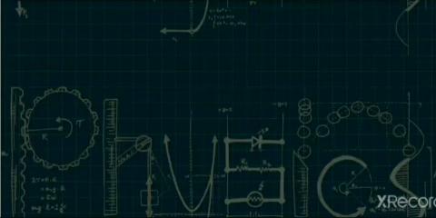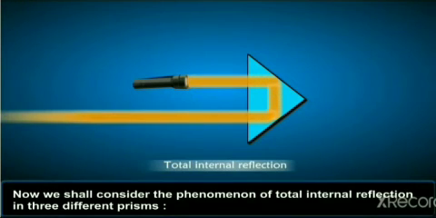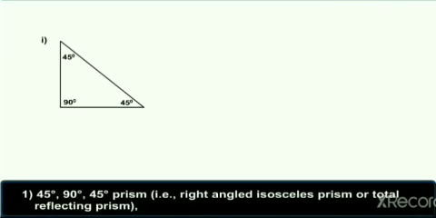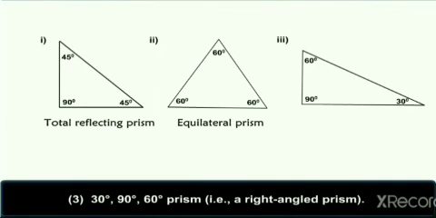Total internal reflection in a prism. Now we shall consider the phenomenon of total internal reflection in three different prisms. 1. 45 degrees, 90 degrees, 45 degrees prism, that is, a right-angled isosceles prism or total reflecting prism. 2. Prism of each angle 60 degrees, that is, an equilateral prism. And 3. 30 degrees, 90 degrees, 60 degrees prism, that is, a right-angled prism.